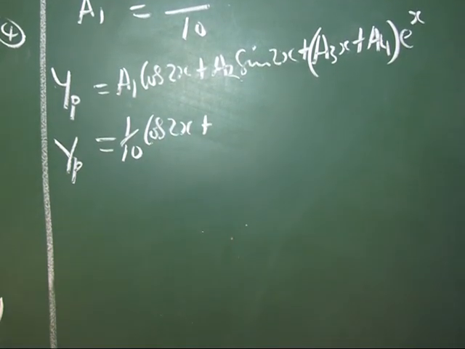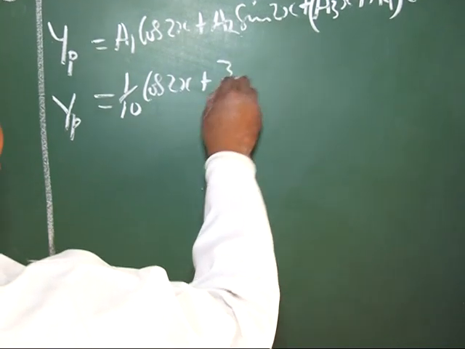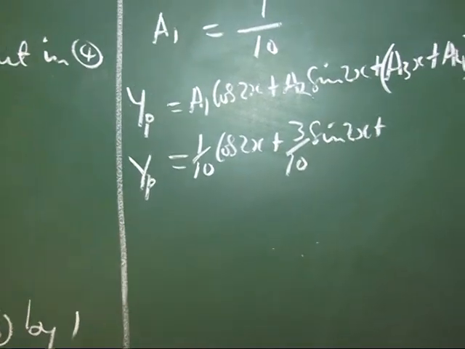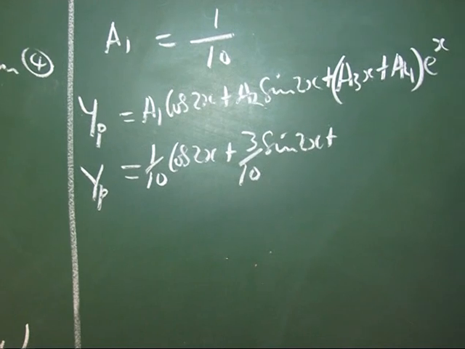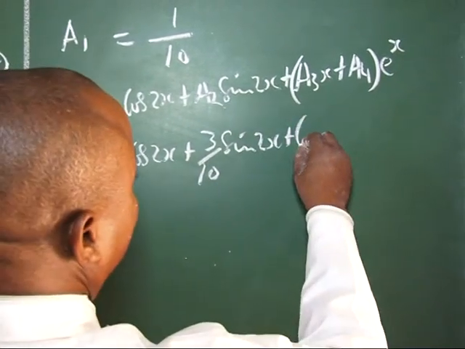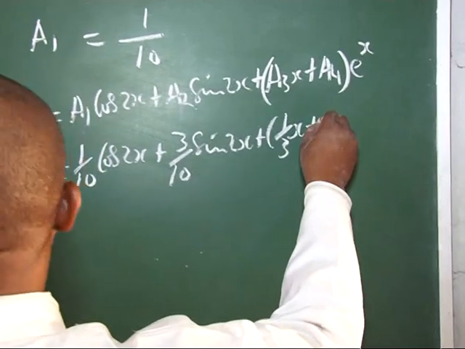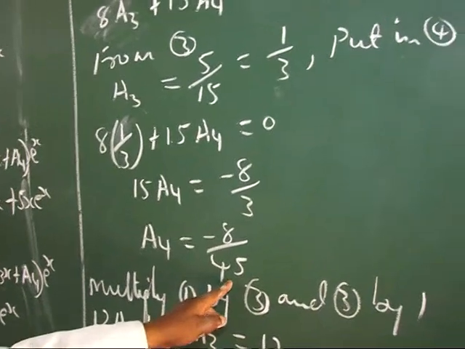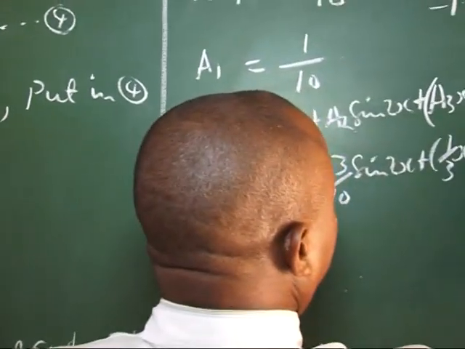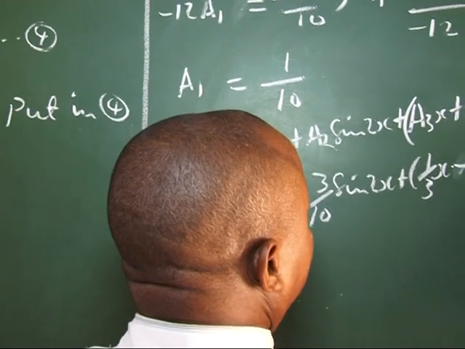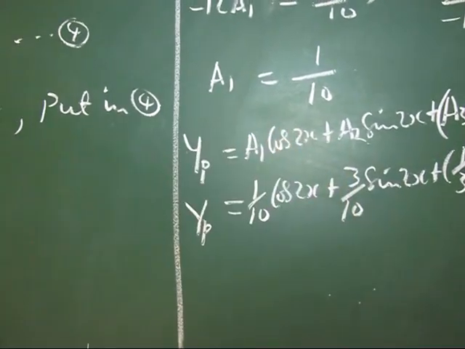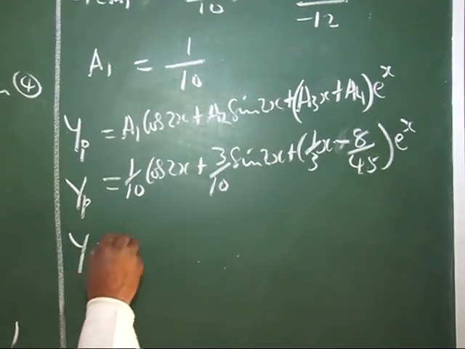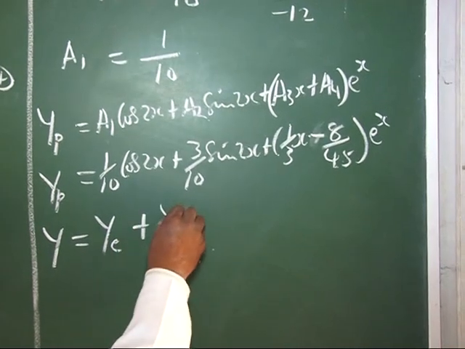plus a2 is 3 over 10, 3 over 10 sine 2x plus a3 is 1 over 3, plus 1 over 3 x plus a4 is minus 8 all over 45, minus 8 all over 45 exponential x. So that is yp. And so the general solution will now be y is equal to yc plus yp.